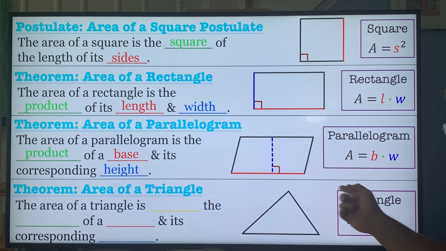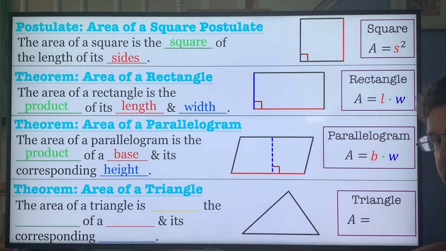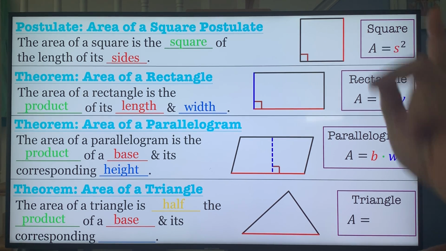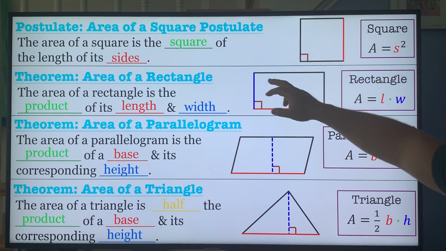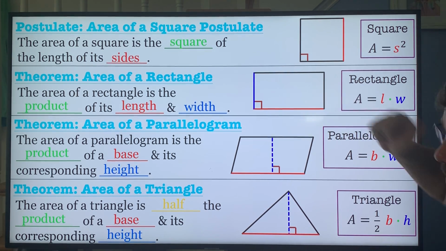That's pretty easy, isn't it? Area of a triangle. It is half the product of a base and its corresponding height, right? Area equals 1/2 BH. Got it? And the reason this is the half is if I take a rectangle and I cut it in half, I get a triangle.